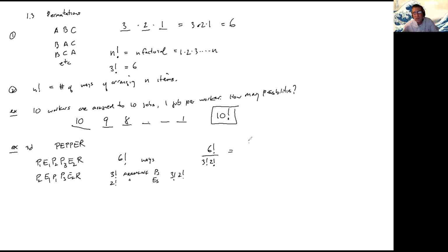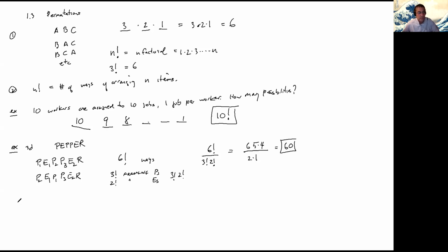And it turns out you can compute this, because you can think of this as 6 times 5 times 4. The 3 times 2 times 1 is killed by the denominator of 3 factorial, divided by 2 times 1, so that turns out to be, it looks like, 60. Okay, there's 60 ways of rearranging the letters of pepper.